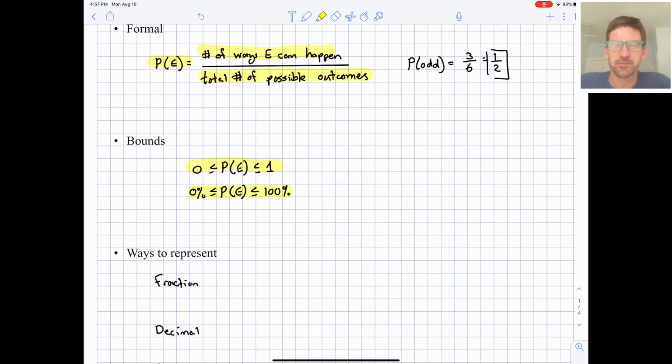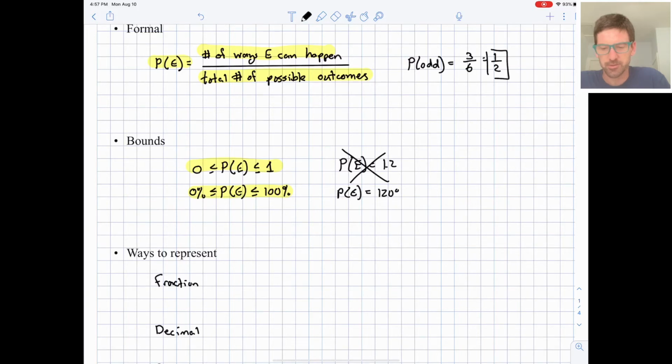So you can't say the probability of some event is 1.2. Can't do it, okay? You also can't say the probability of some event is 120%. Those would mean the same things. 1.2 is the same as 120%. So those violate math law. Can't do them. Okay? 0 and 1, those are our bounds.